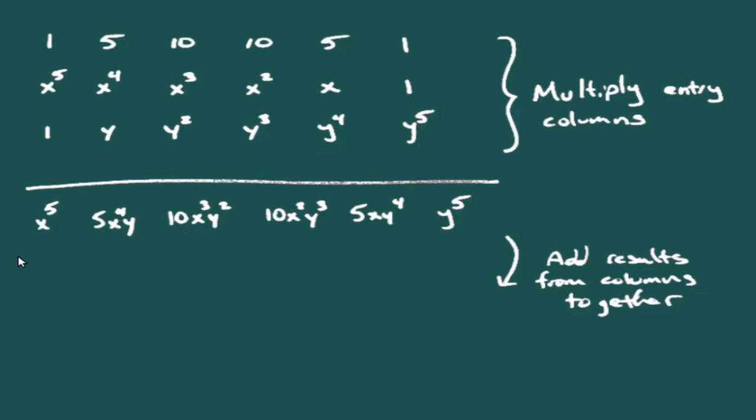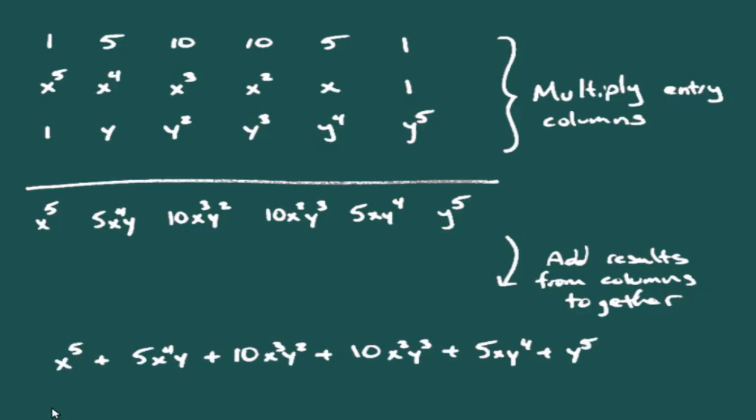And then for our final answer, we're just adding all of those results together. So we're just putting them together with plus signs, essentially, so that we have as our final answer x to the 5th plus 5x to the 4th y plus 10x cubed y squared plus 10x squared y cubed plus 5xy to the 4th plus y to the 5th.